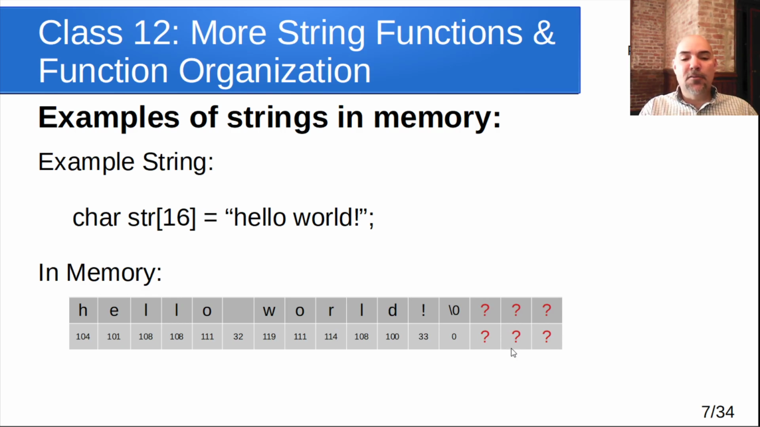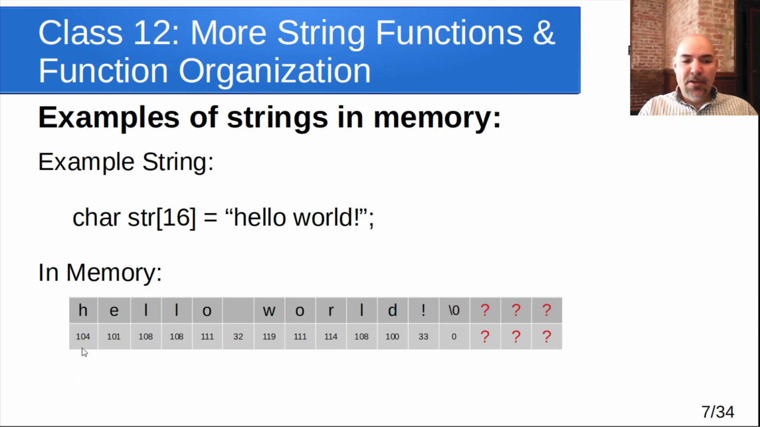Now, some compilers will automatically zero things when we initialize an array. Some of them will just be random garbage. But if you're making a cross-platform program, you can't rely on these being zeroed out. You can rely on that null being there automatically, but not necessarily any of these.